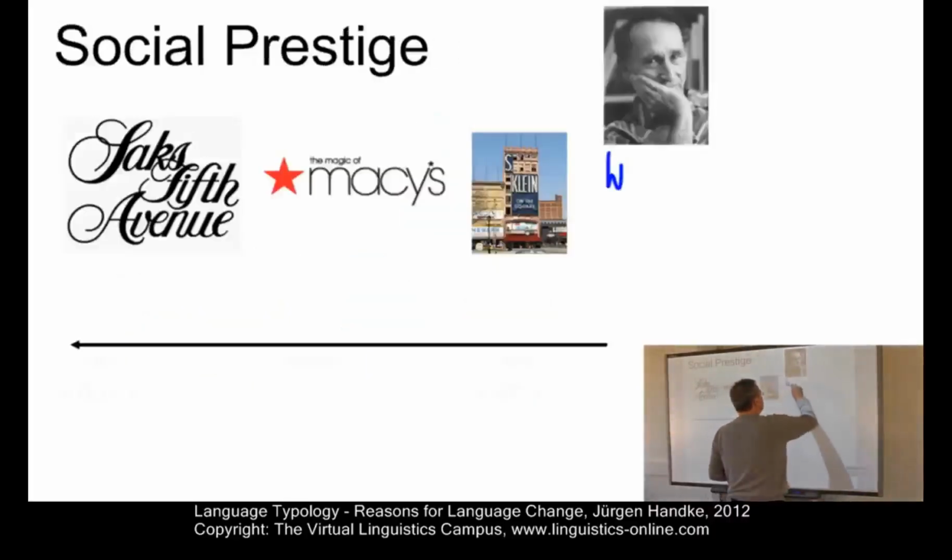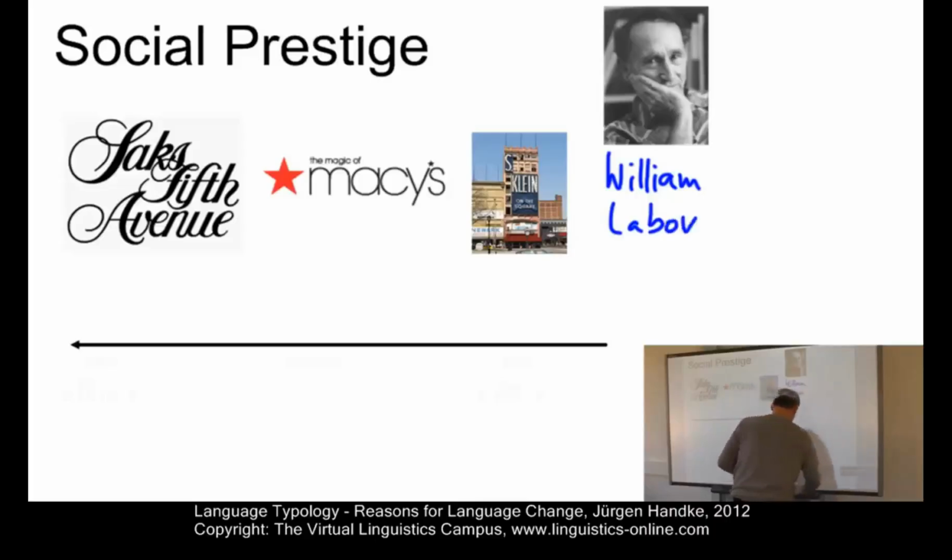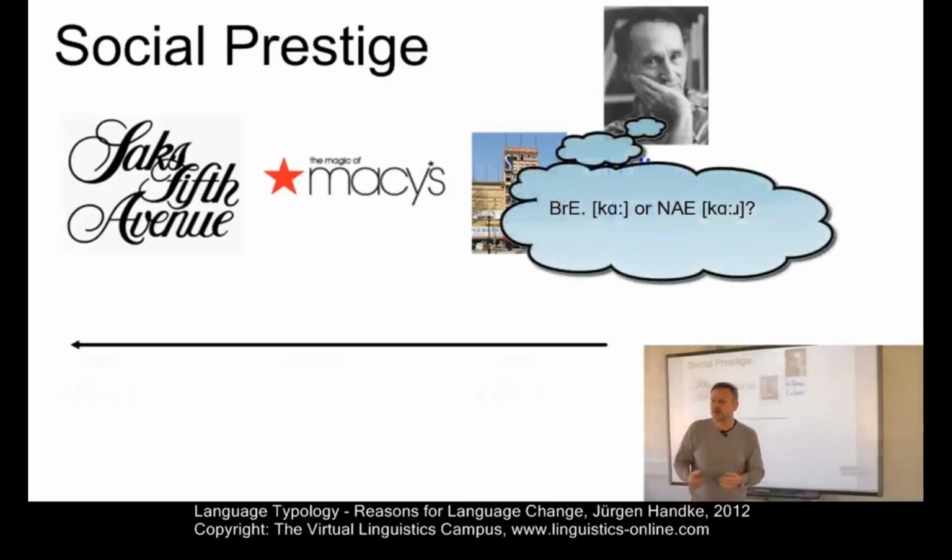Now here is William Labov, a leading sociolinguist of our time. Now, what he did, he selected 3 storehouses in New York City, and he wanted to find out whether people produce the post-vocalic R in their speech or not. So, do they say something like car, the British variant, or do they prefer car, the today's North American variant?